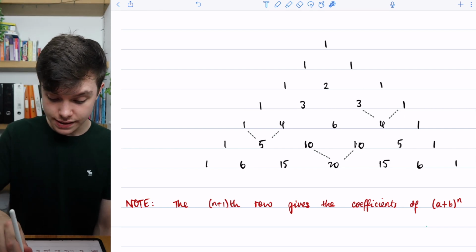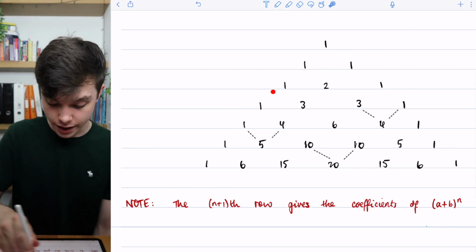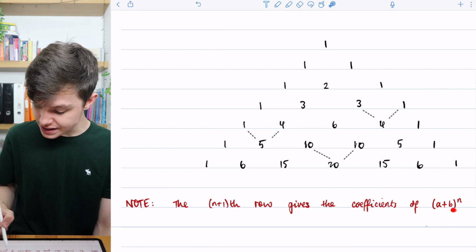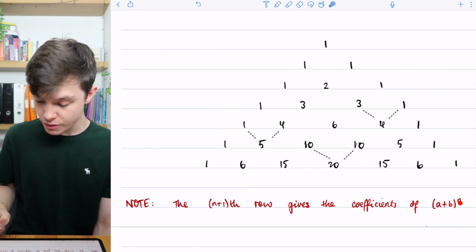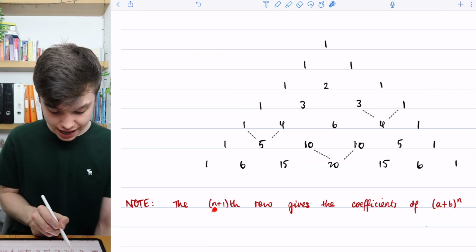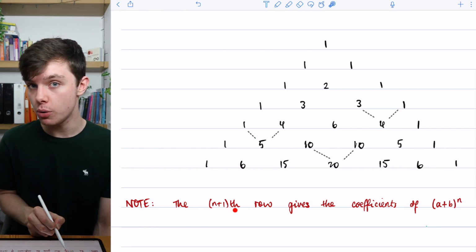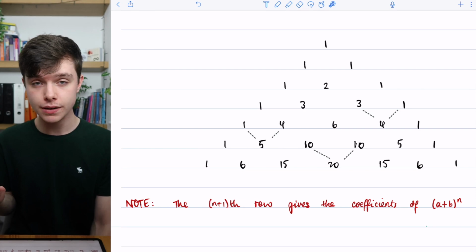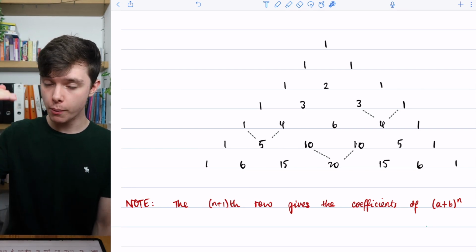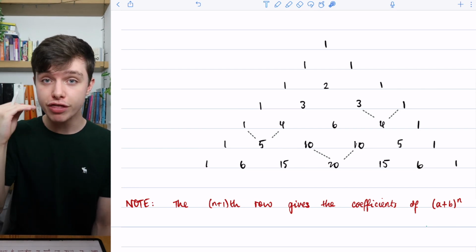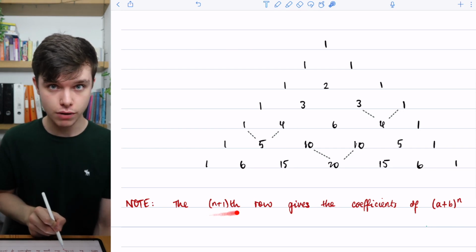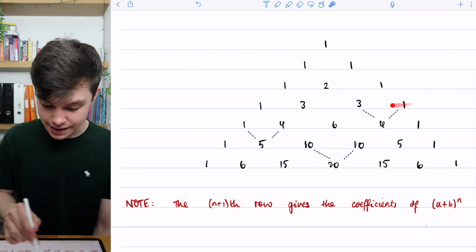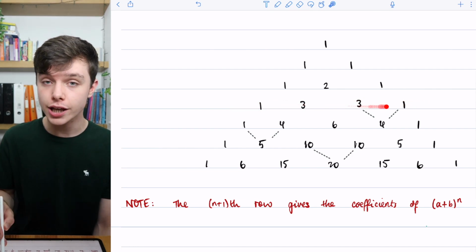Okay, if you consider this as the first row, this is the second, this is the third, then if you're trying to expand a plus b to the 3, for example, you want to have a look at the n plus 1th row. So we were having n as 3 here, a plus b cubed. So we want the cube, but we don't want the third row. We want the 4th row. We want to add 1 to that. So 1, 2, 3, 4. This is the expansion for a cubed.